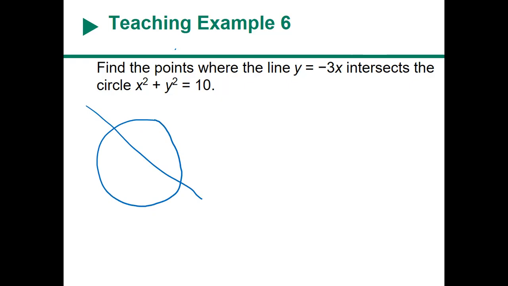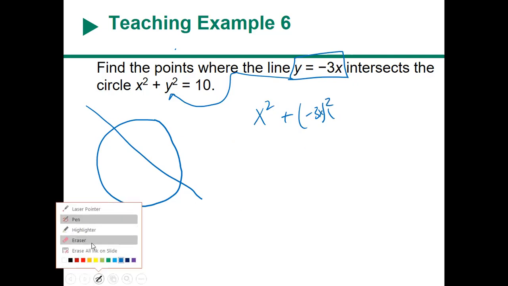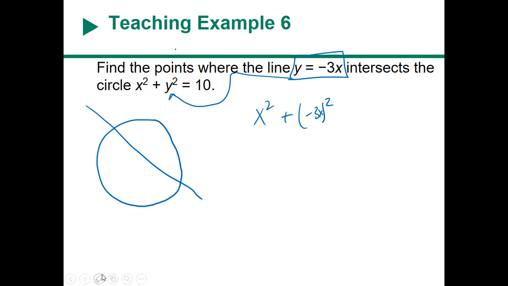Do we want to work through it again? It's the same process of substituting in. Or do we feel pretty good about it? Okay, so if you choose to go back through and look, you're just substituting in for the y. So you end up with x squared plus negative 3x squared equals 10.